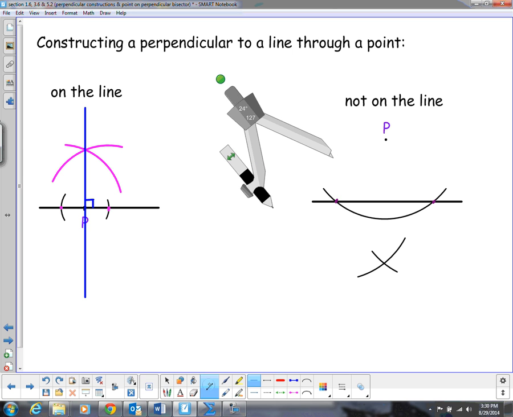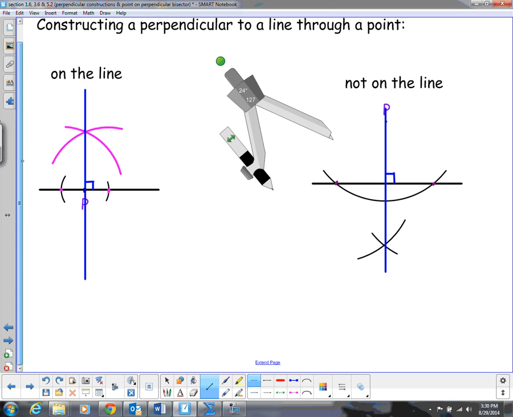Now you're going to connect this point P through that point of intersection, and that is the line perpendicular to that segment that passes through P. So I'm going to mark my perpendicular.